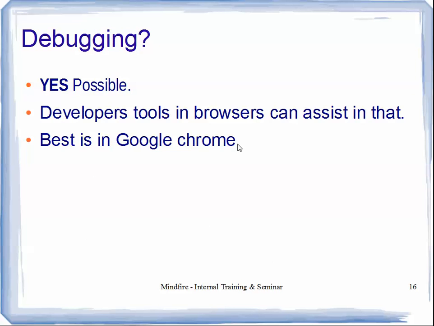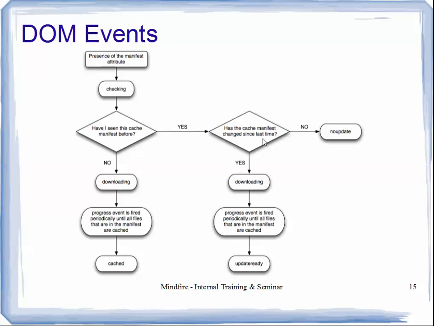If yes, then it will again download the latest cache from the server. Again the same progress, and after progress it will fire the update ready event. Now if there is no change to the manifest file, it will fire the no update event.